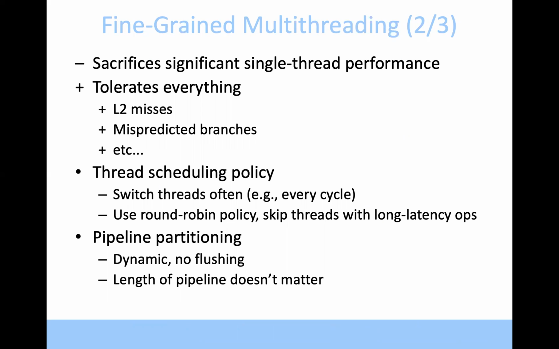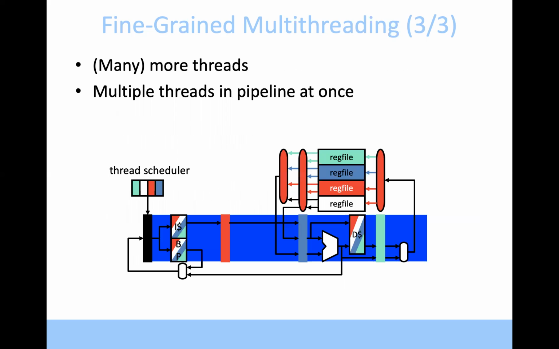Any misprediction, any rollback, whatever, it gets tolerated. And it's a very simple thread switching or scheduling policy. You just cycle between them, right? It's a round robin. And then the way you partition your pipeline, it's just dynamic. There's no flushing needed. You just have more state that you maintain for each thread. So the length of the pipeline also doesn't matter.